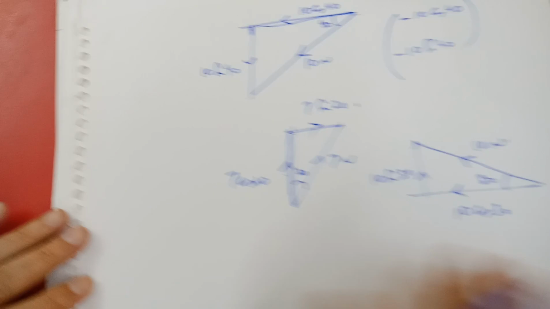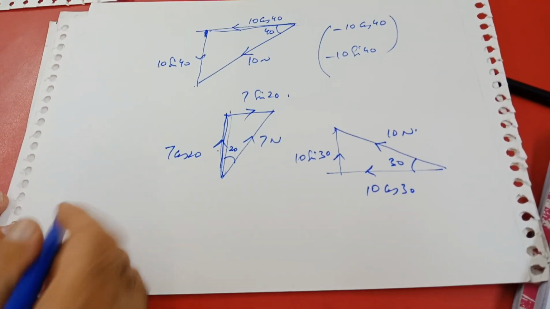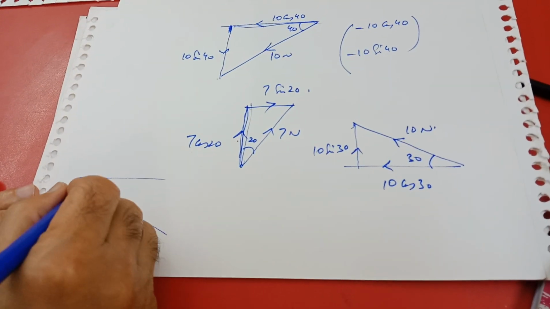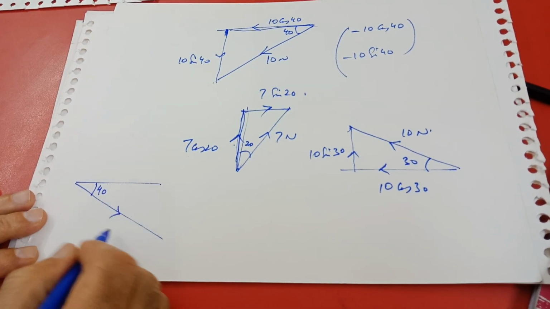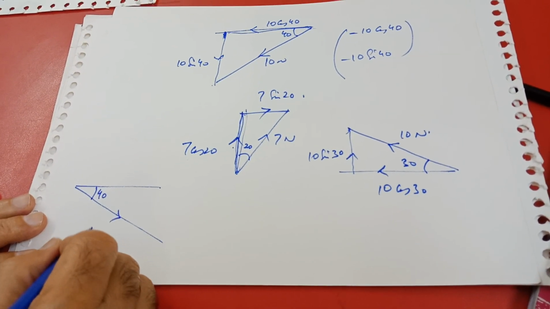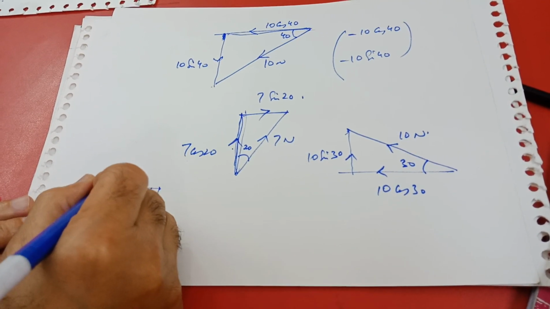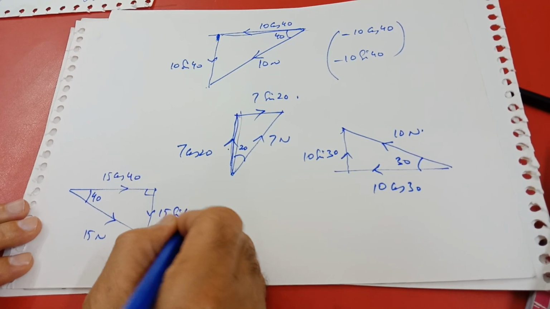You must be very quick in finding the components of any force with any given angle. Suppose you have this angle of 40 degrees over here, and this is, let's say, 15 newtons. So guys, this one is 15 cos 40 and this one is 15 sine 40.